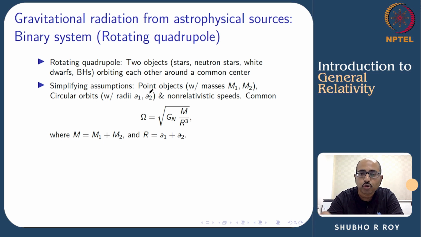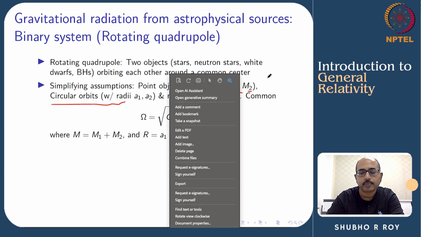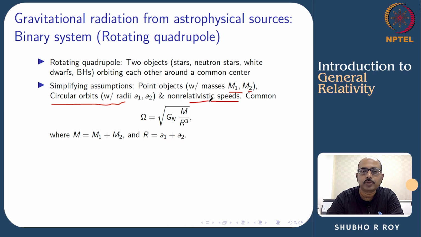First, we will ignore the dimensions of the stars, of the objects, compared to the dimensions of their orbits, so they're like point objects. And these point objects are point masses, with masses M1 and M2. I'm also going to assume that the orbits are circular, with radius A1 and A2. And finally, I'm going to assume that the speeds are non-relativistic, so the dynamics, the classical mechanics of the thing, is entirely Keplerian. So these are Keplerian orbits.